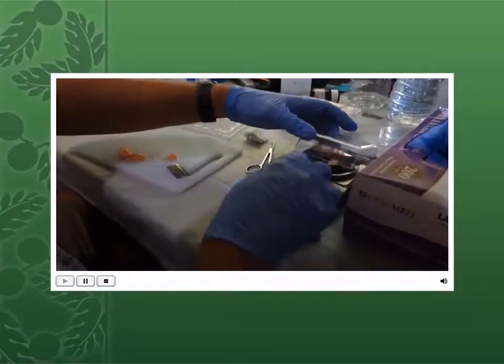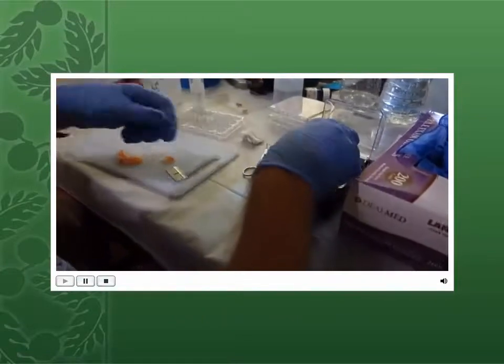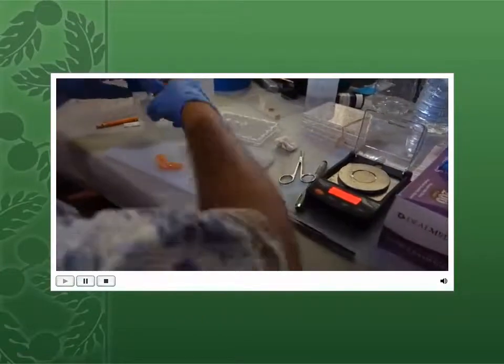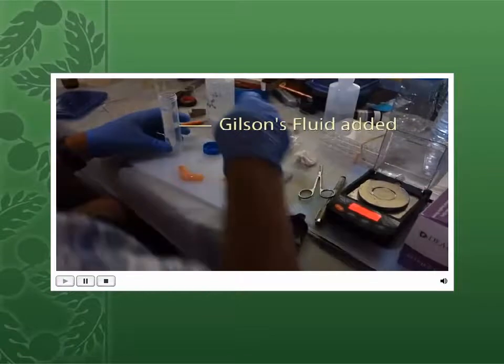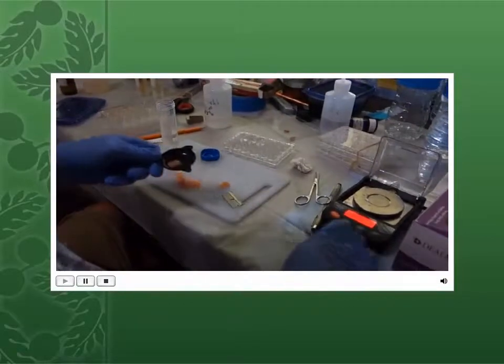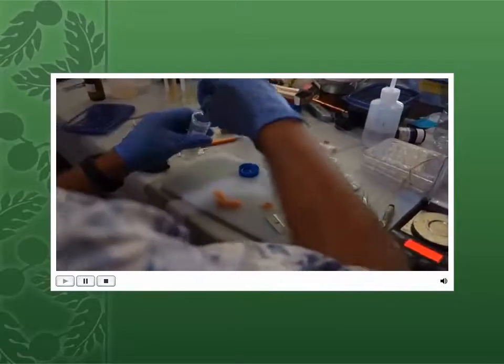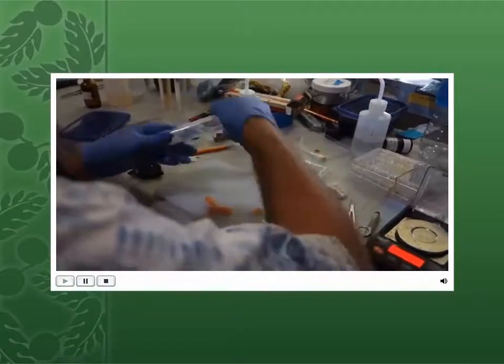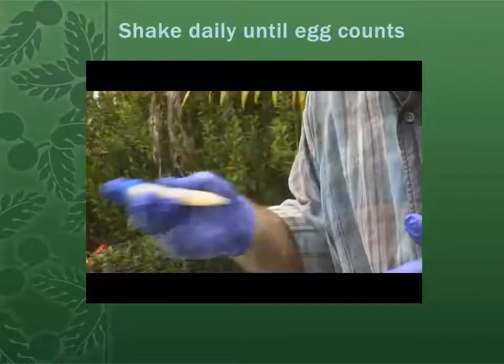You'll then take that cross section and preserve it for later fecundity analysis. You'll put it in a falcon tube, and note we've already added the Gilson's fluid and we've already included the large label with the specimen number. So take your 1 centimeter cross section, put it in the falcon tube with the Gilson's fluid, cap it off, and give it a little shake. And just as you learned in the previous modules, you'll shake those fecundity samples daily until it's time to process them. We found that it takes about 1 week until your fecundity samples are ready to be counted.